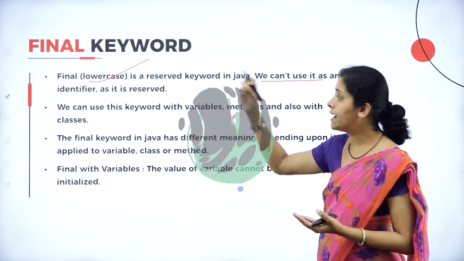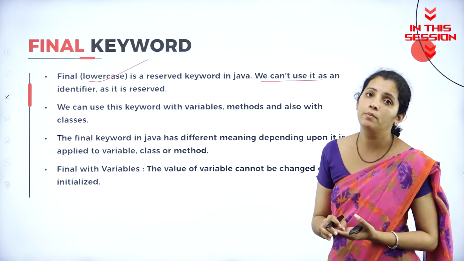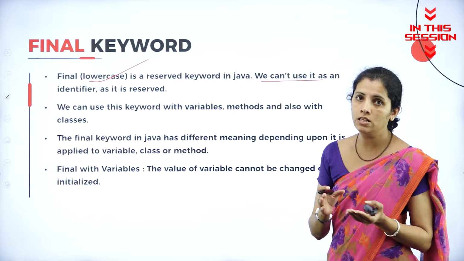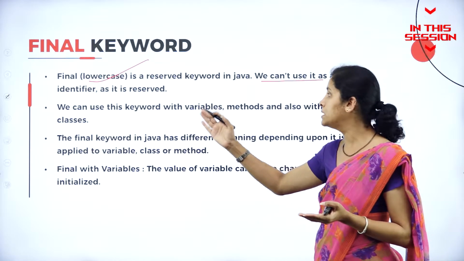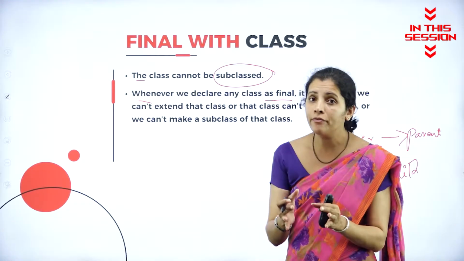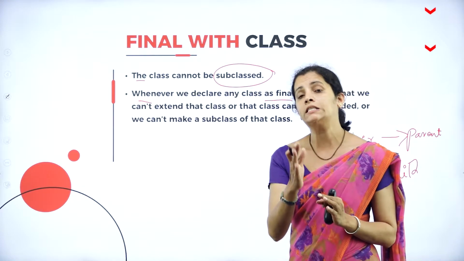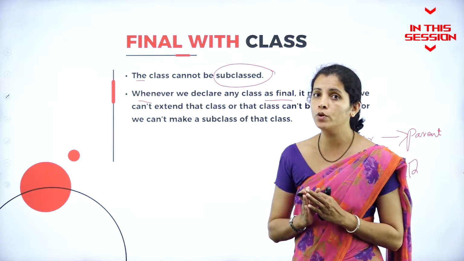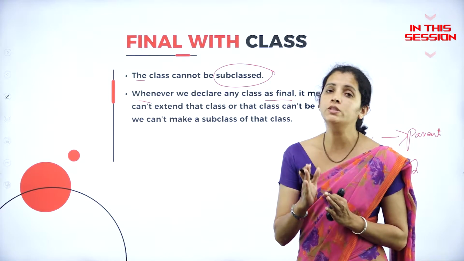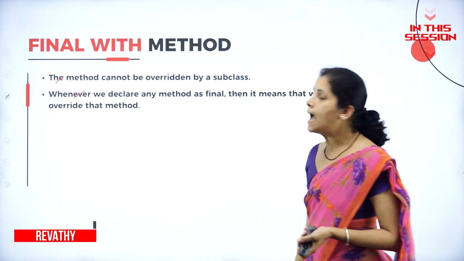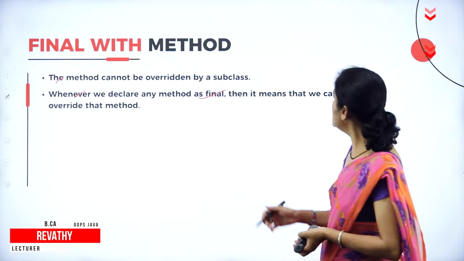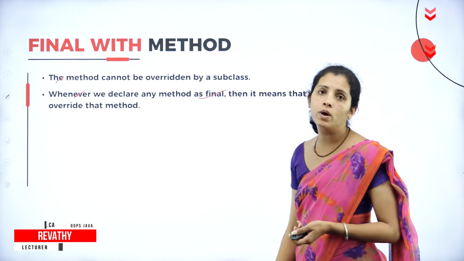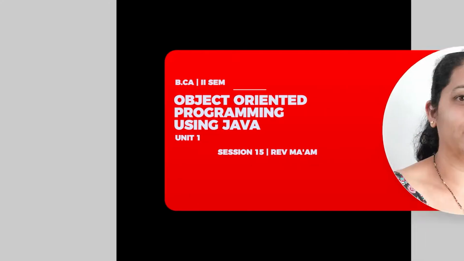While defining an identifier, I cannot use final because it's a keyword. So a keyword is nothing but a reserved word. If I don't want to extend the class, then what am I going to do? I'm going to use the keyword final. If we declare any method as final, then it means that we cannot override that method.